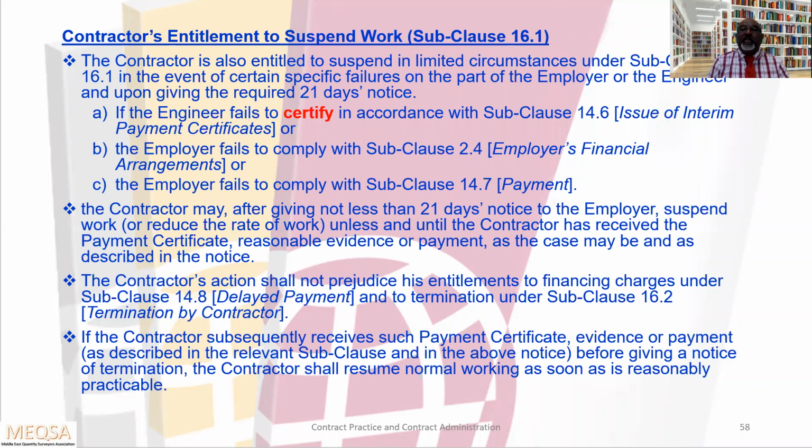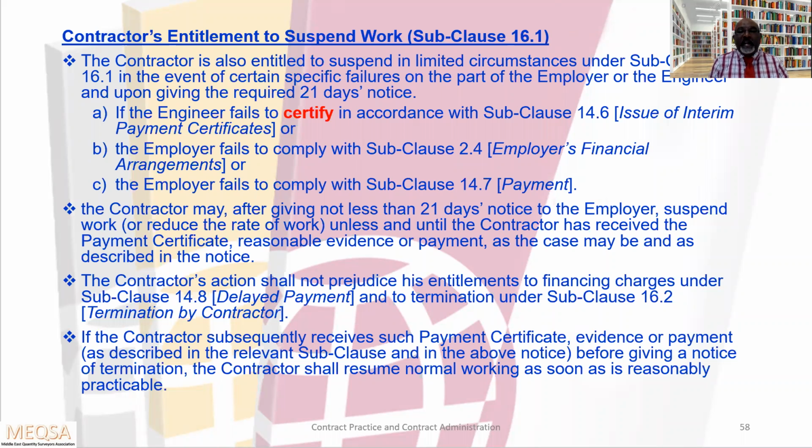certify in accordance with subclause 14.6, which we discussed, B, the employer fails to comply with subclause 2.4, employer's financial arrangement. C, the employer fails to comply with subclause 14.7, payment. The contractor may, after giving not less than 21 days notice to the employer, suspend work or reduce the rate of work unless and until the contractor has received the payment certificate, reasonable evidence of payment as the case may be and as described in the notice.